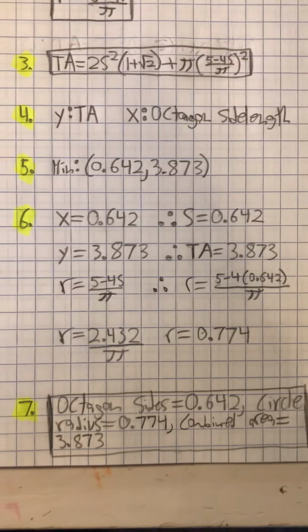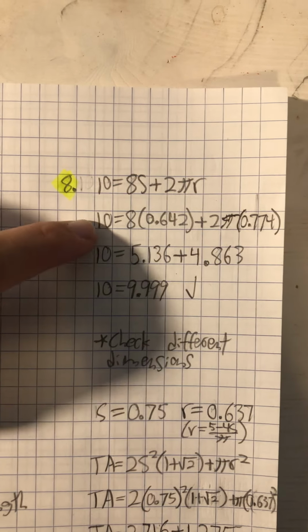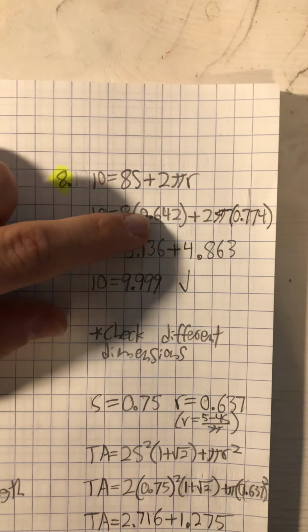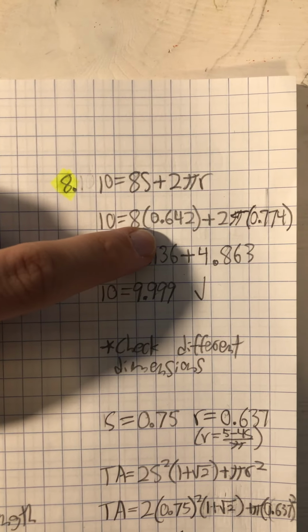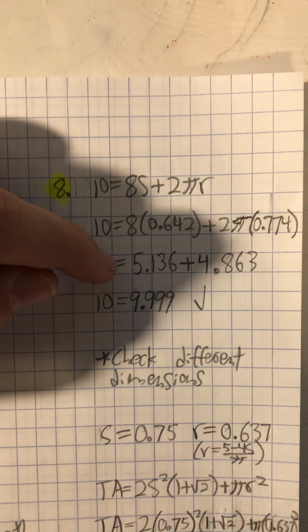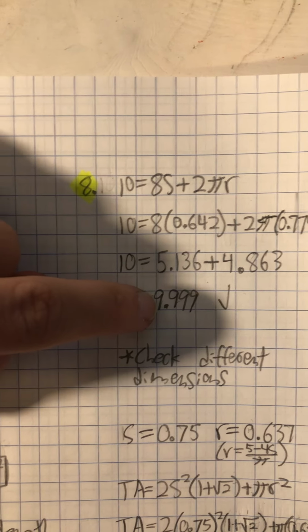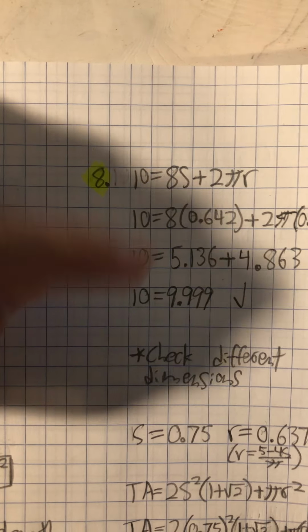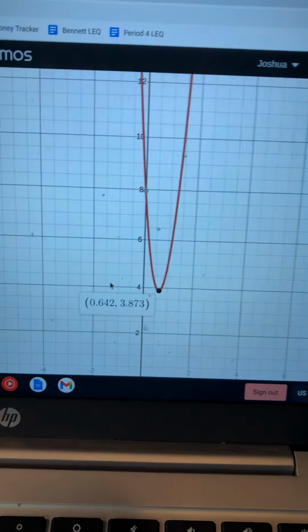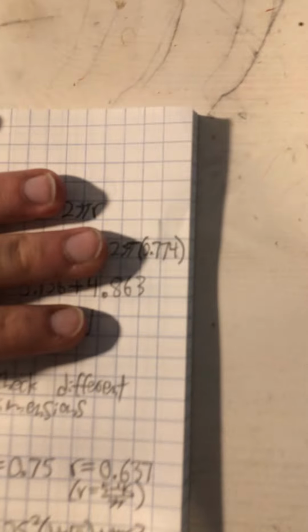Now we've got to check our work, right? First, I'm going to make sure that it gets a perimeter of 10. So I do 10 equals 8 times 0.642, the octagon side length, plus 2 pi times 0.774, the radius. And then I did the math. I got 10 equals 9.999, which is correct, because Desmos doesn't figure out the whole decimal, just to the nearest thousandth. Okay, so our answer is correct.